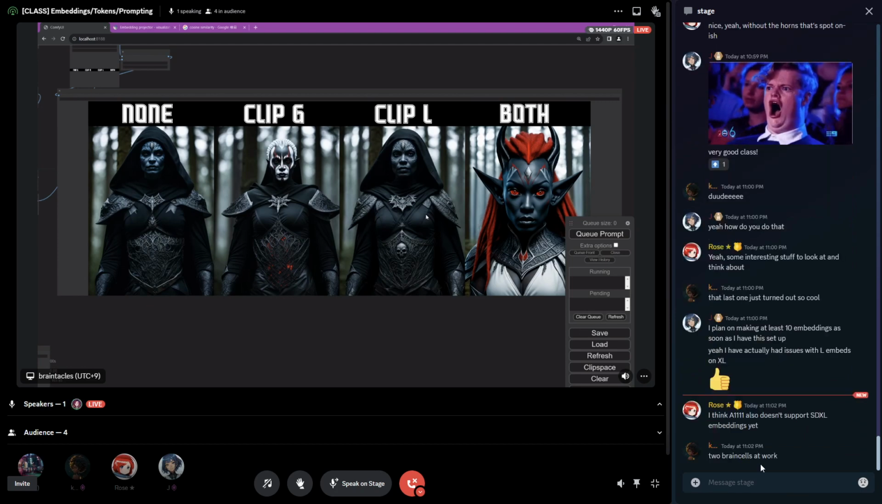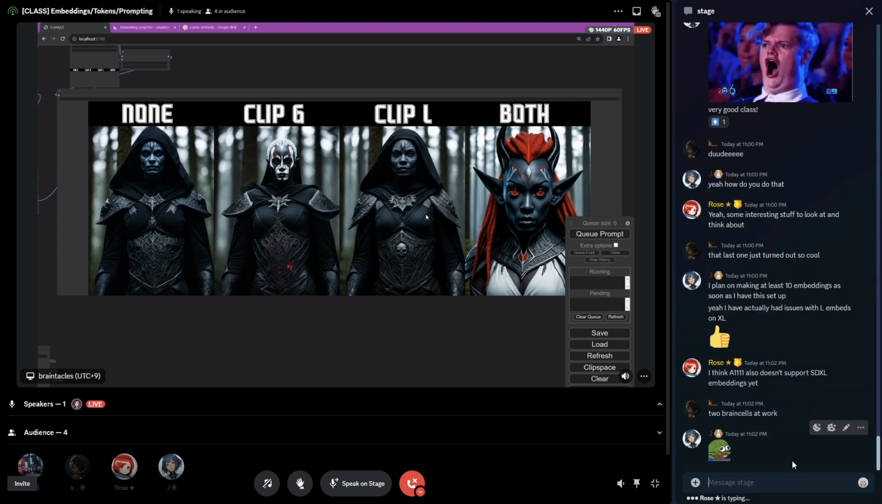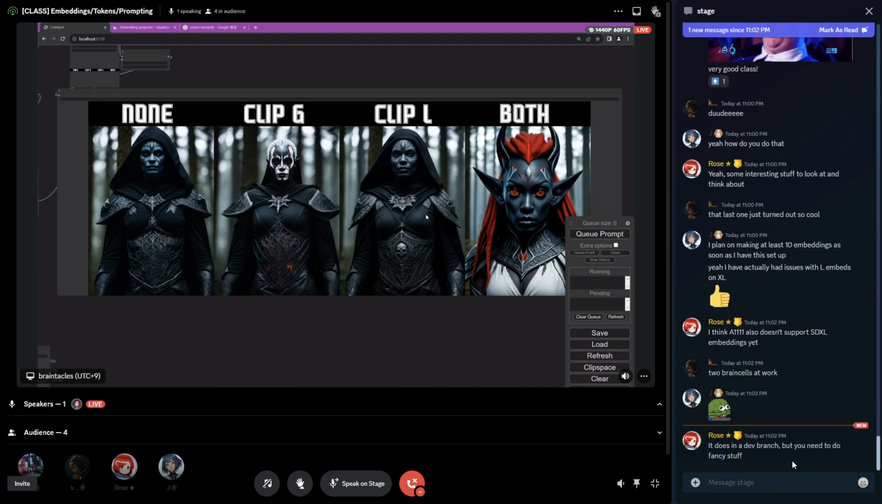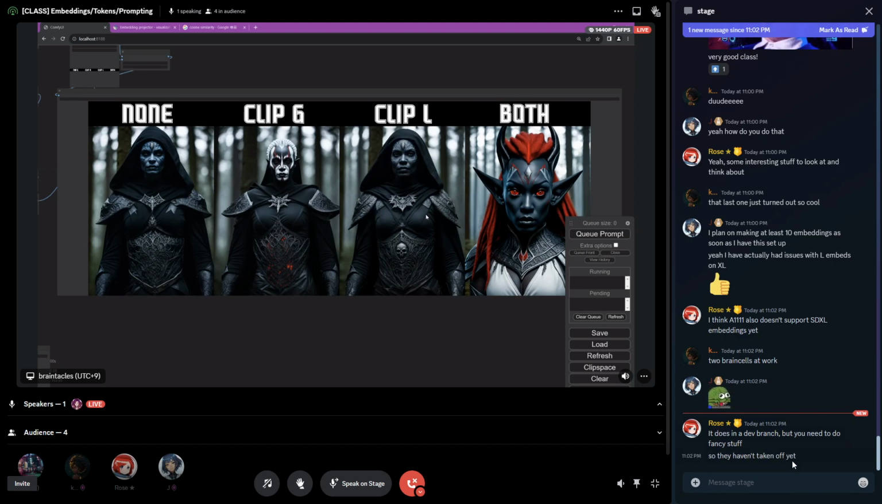Two brain cells at work. I think A1111 also doesn't support SDXL embeddings yet. Oh, that's possible. That's possible. Yeah, A1111 still has a lot of ways to go to be good at XL.